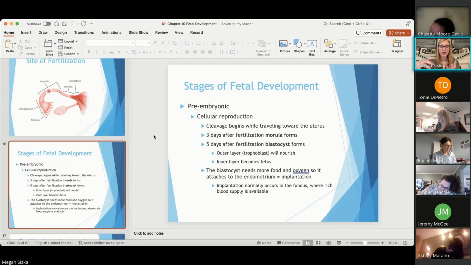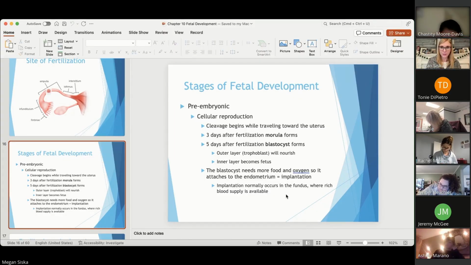So it makes its way into the uterus and attaches to the inner lining of the uterus, which is called the endometrium. That attachment is called implantation. So in a typical pregnancy, the blastocyst is going to implant in the top of the uterus, which remember is called the fundus. That area is really rich in blood supply and oxygen, so that's why the blastocyst wants to get right there. It wants to get all of the nutrients and oxygen that it can, and that's going to be most successful for pregnancy.